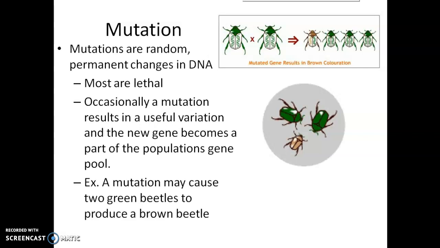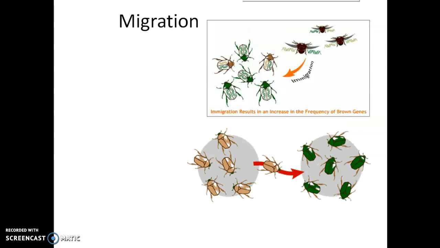With mutations, remember, it's a random and permanent change in the DNA. A lot of times they are lethal out in the natural world, but there are some times where they are actually beneficial. So we gave the example of 2 green beetles making a brown beetle, and that being a beneficial adaptation if it helps that organism camouflage better.